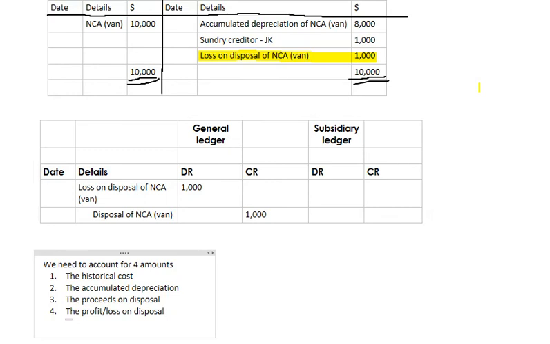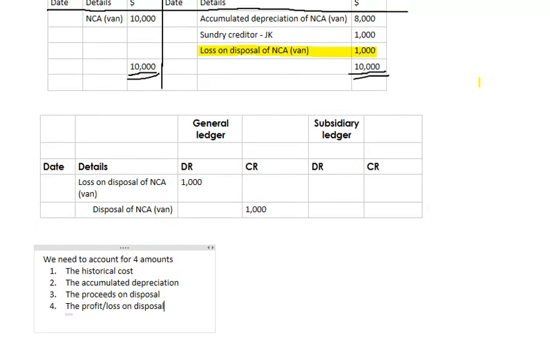So the 4 things we need to account for is the historical costs coming from the non-current asset ledger account, the accumulated depreciation coming from the accumulated depreciation account, the proceeds, whether it be cash received from someone buying the non-current asset, or it's a trade-in to the sundry creditor and reduces the amount owed to the sundry creditor, and then whether there's a profit or a loss.